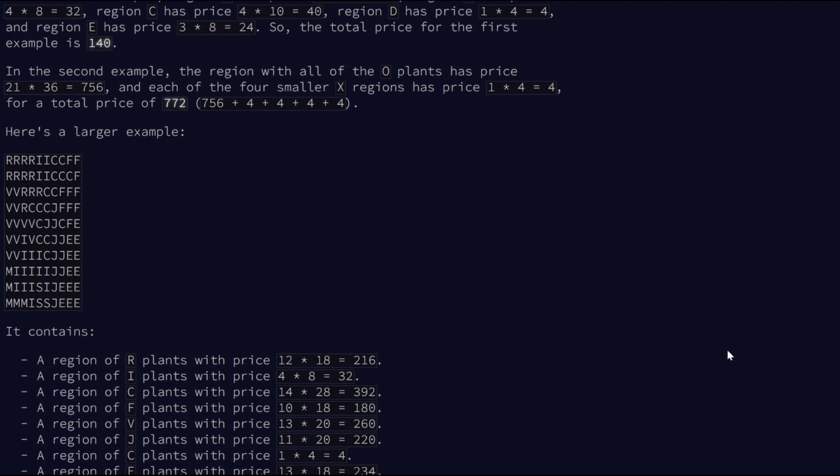So, if you took that function mapped over each of the plots in a region, and you added them all up, that would tell you the perimeter of the region. I'm pretty sure that's true.